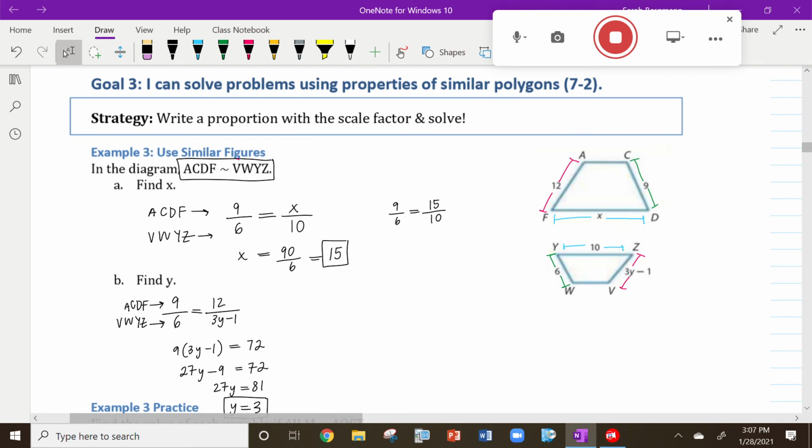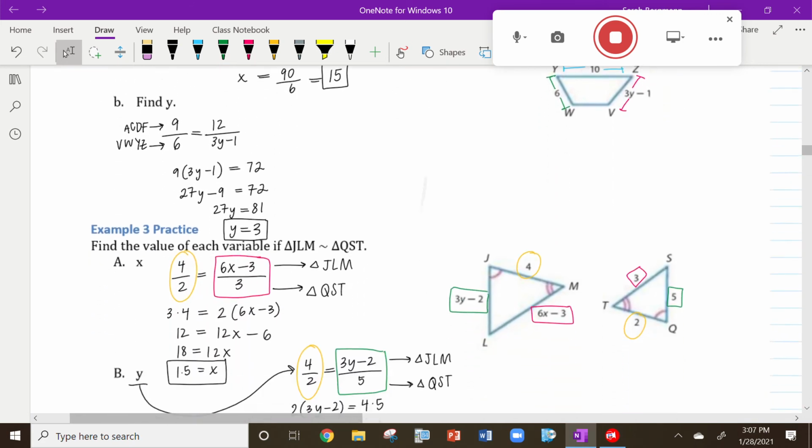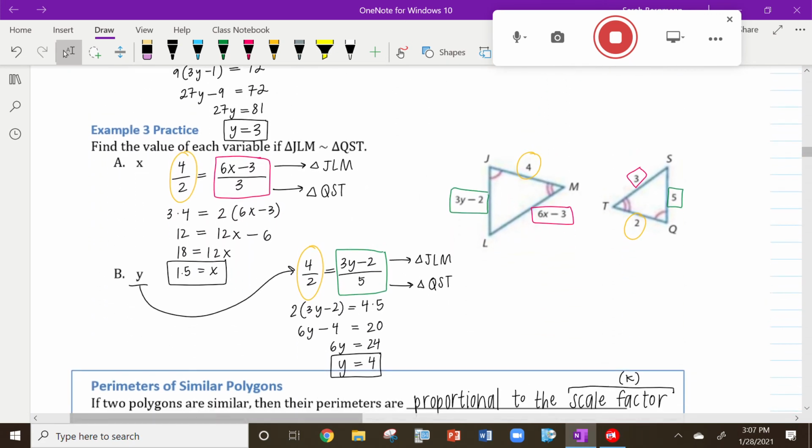All right, I want you to pause the video. There's a practice problem for you below with the triangle. I want you to find the values of x and y. Here are the correct answers.